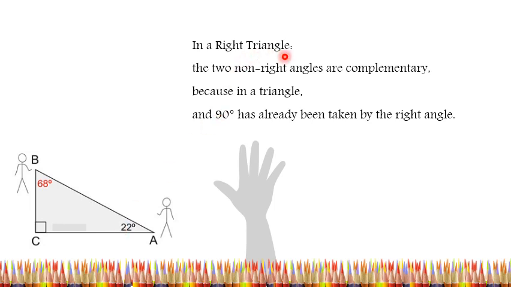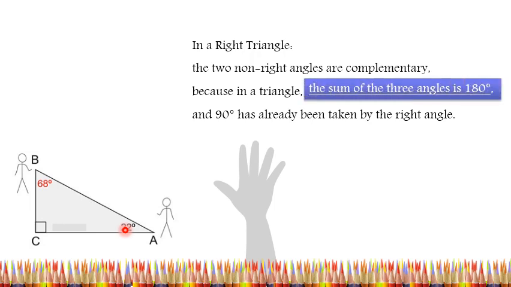Look, in a right triangle, the two non-right angles are complementary. What do I mean by that? As we know, in a triangle, the sum of angles equals 180. In a right triangle, this angle is 90 degrees, so 180 minus 90 equals 90. Then the remaining angles together should equal 90 degrees. Why? Because in a right triangle specifically, 90 degrees has already been taken by the right angle, so the rest form 90 degrees.